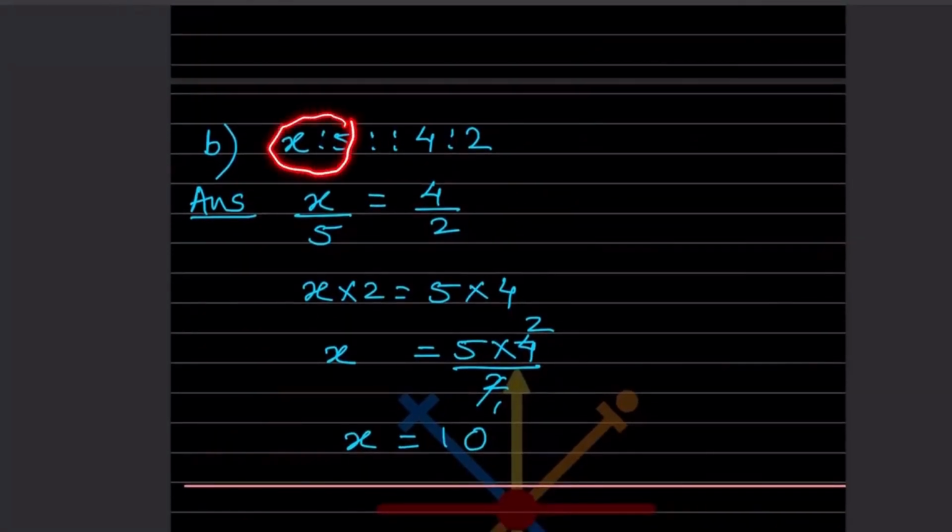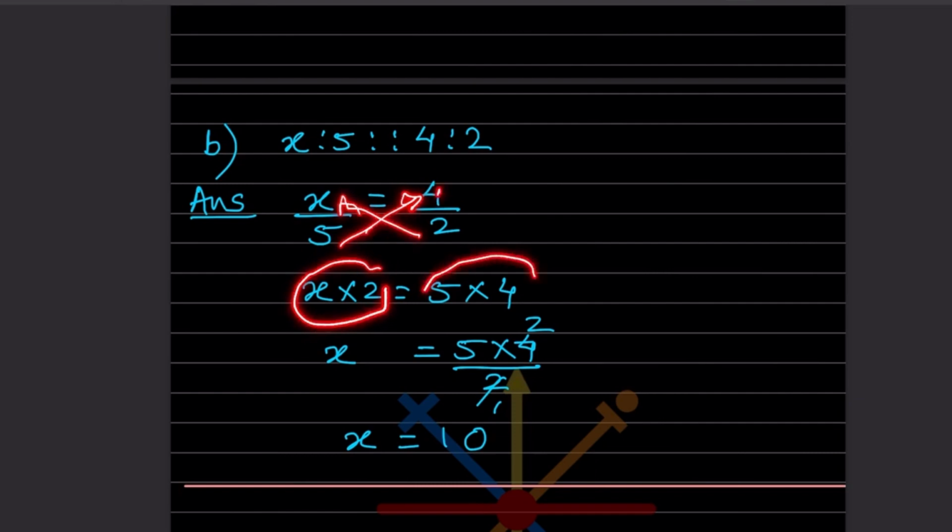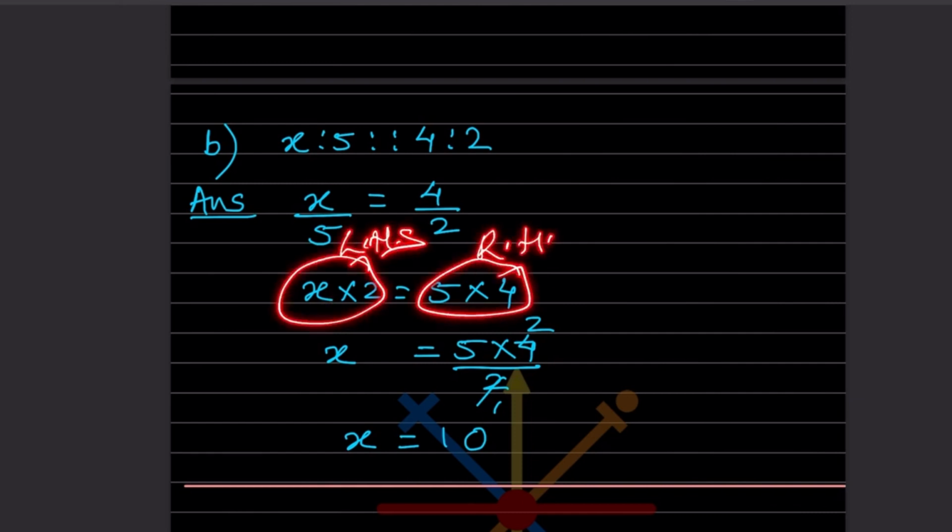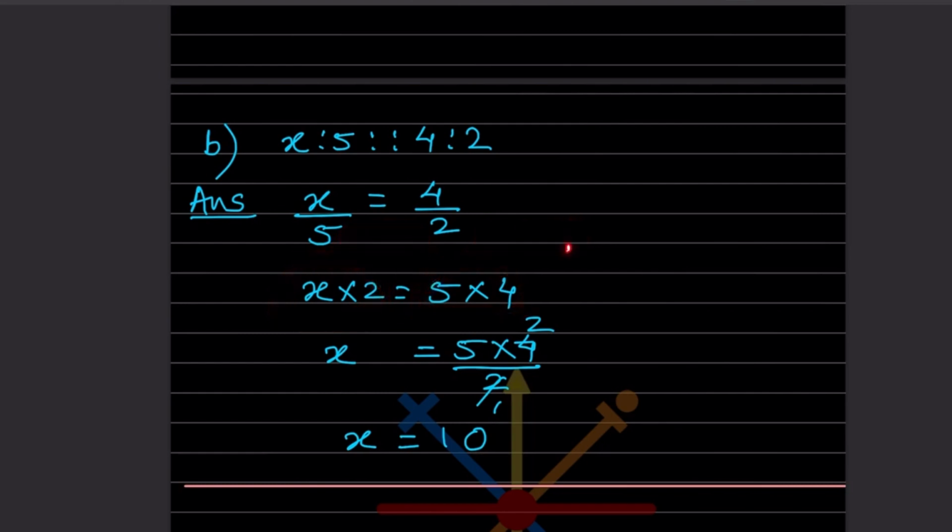Same over here. See here, this part. You will write x by 5. This is equal to 4 by 2. So now what will you do? Again, you will cross multiply. So x into 2 is going to be here, and 5 into 4 will be here. So you just want the value of x. So what did I do? This is your left hand side and this is your right hand side. This also we have seen in the previous videos. You can check. So don't skip any videos, okay?